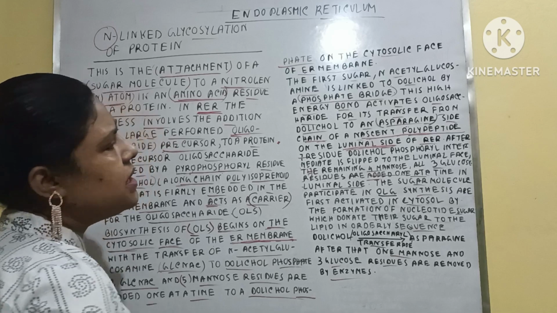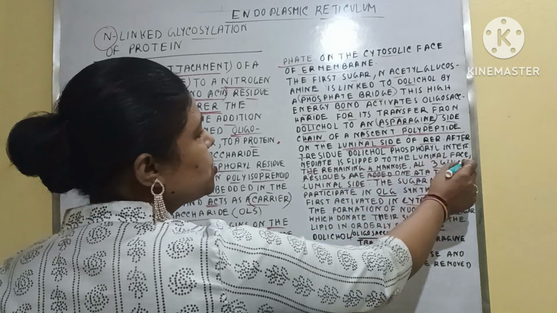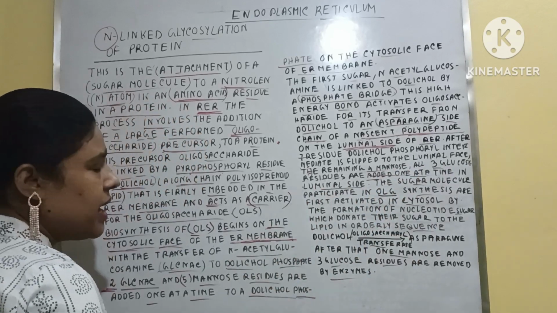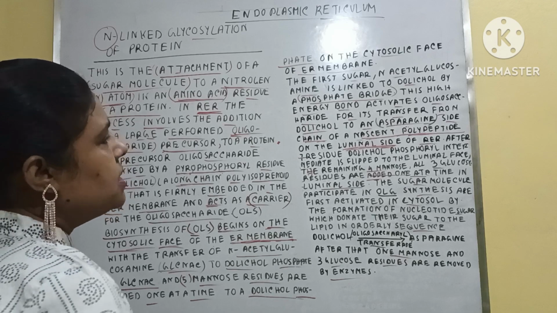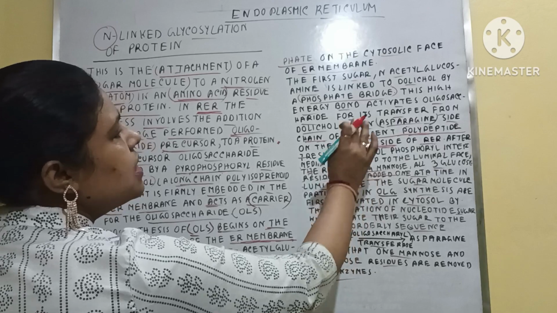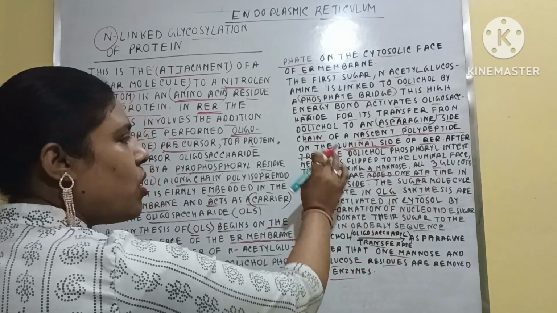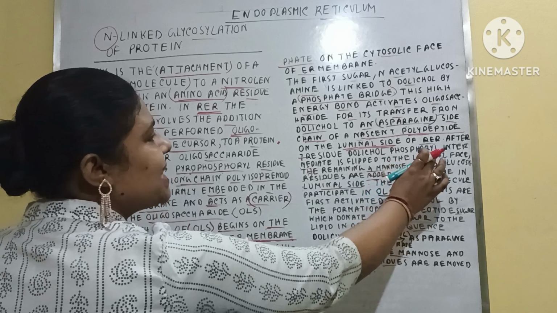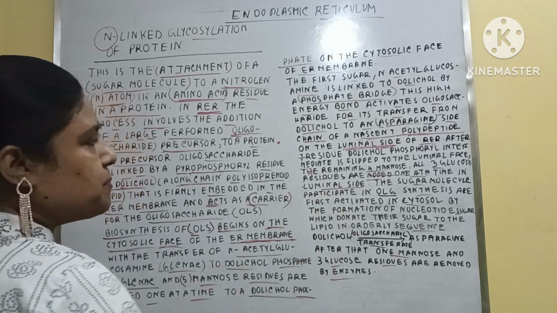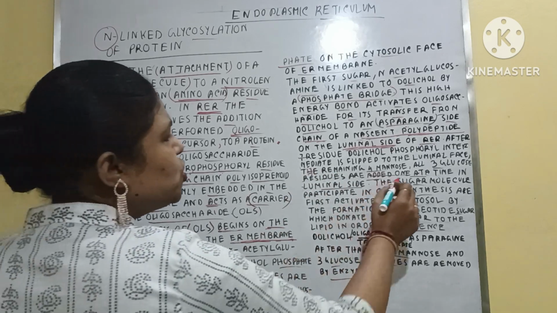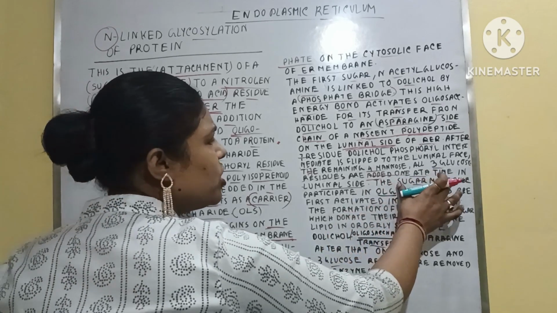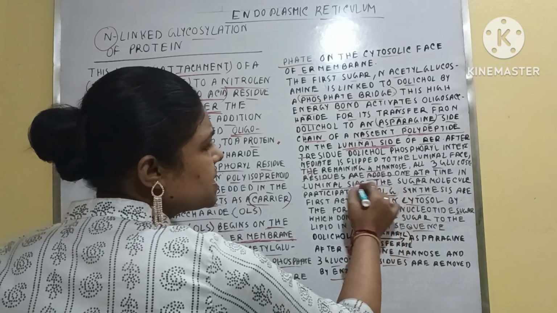Next, after the seven residue dolichol phosphoryl intermediate is flipped to the luminal phase, the remaining four mannose and three glucose residues are added one at a time on the luminal side. And what is the actual function of the sugar molecule, or how does the sugar molecule help in the oligosaccharide synthesis?